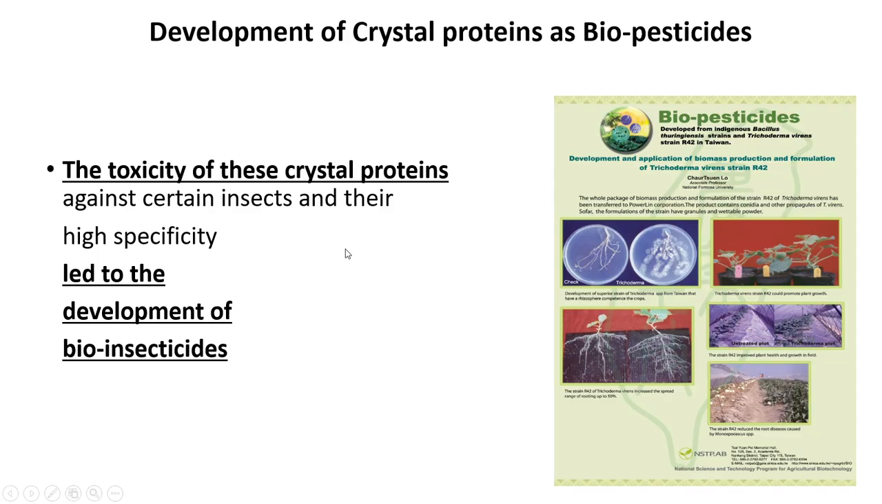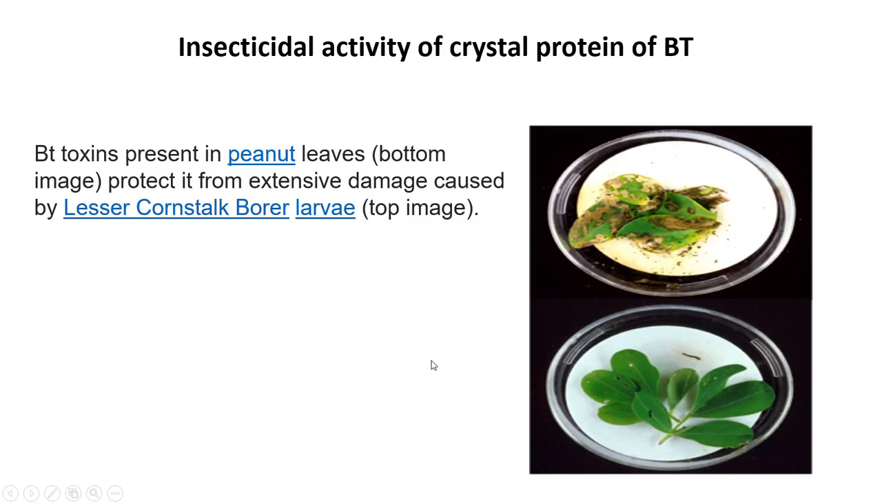As I told earlier, these toxins are highly specific. If one toxin kills Lepidopteran, it won't kill Dipteran or other insects. So basically it is safe not only for other insects, it is safe for other animals as well as humans also. So this is a major advantage of crystal protein compared to chemical pesticides. Chemical pesticides are non-specific, and here we have a highly specific biopesticide.